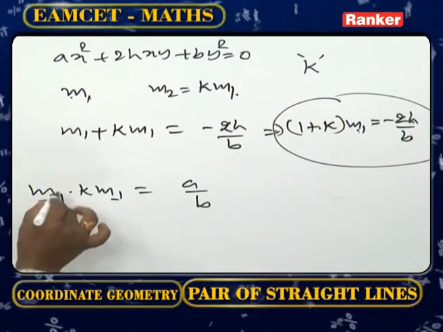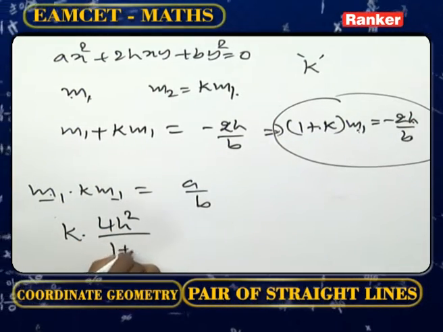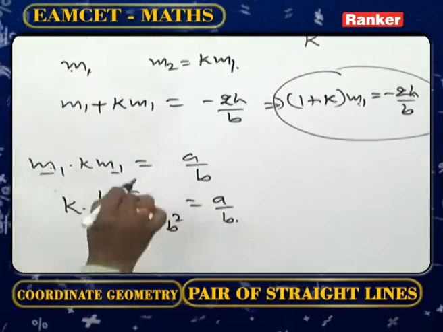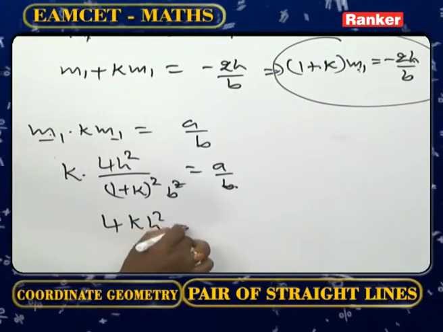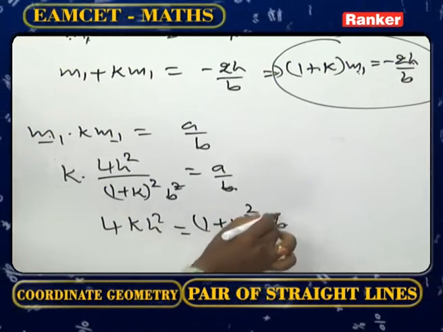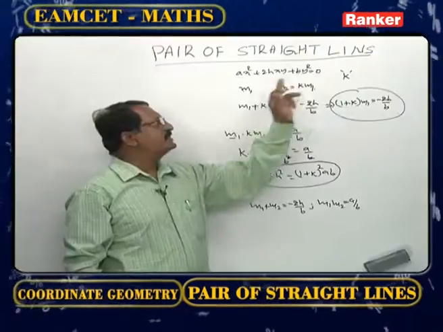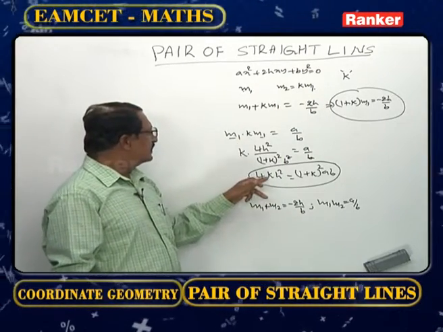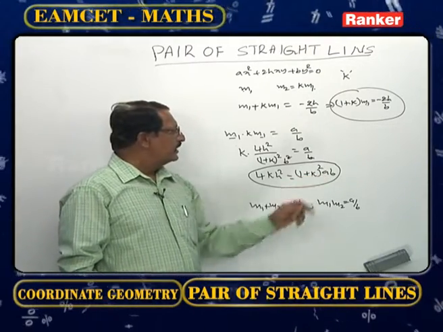Now k square m1 square equals 4h square by (1 plus k) whole square b square, that equals a by b. One b gets cancelled. Now we get 4k h square equals (1 plus k) whole square into ab. If the slope of one line of the pair of lines ax square plus 2hxy plus by square equals 0 is k times the other, then the required condition is 4k h square equals (1 plus k) whole square into ab.